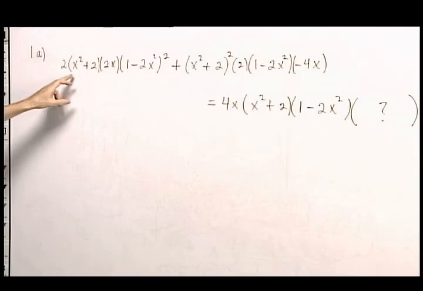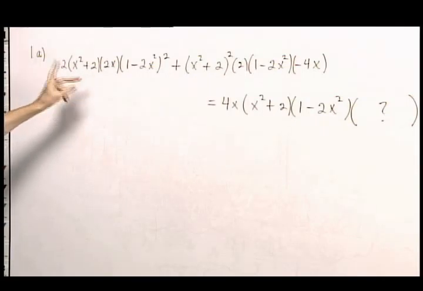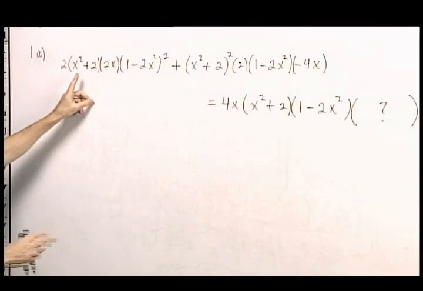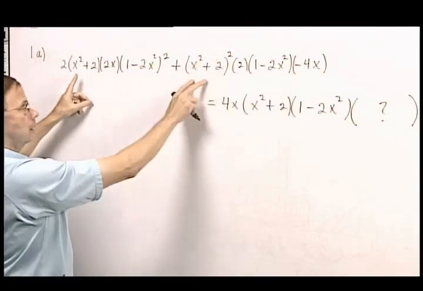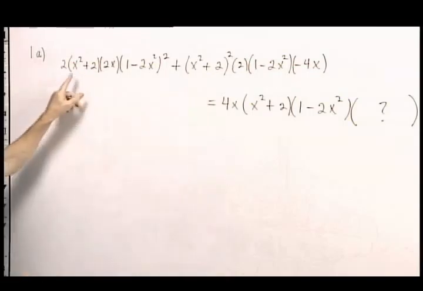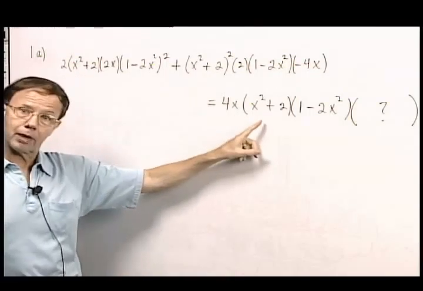Then I see a factor of x squared plus 2, only one of them here. I see the same factor over here twice, but only one of them is common, and so I was only able to factor out one of them.